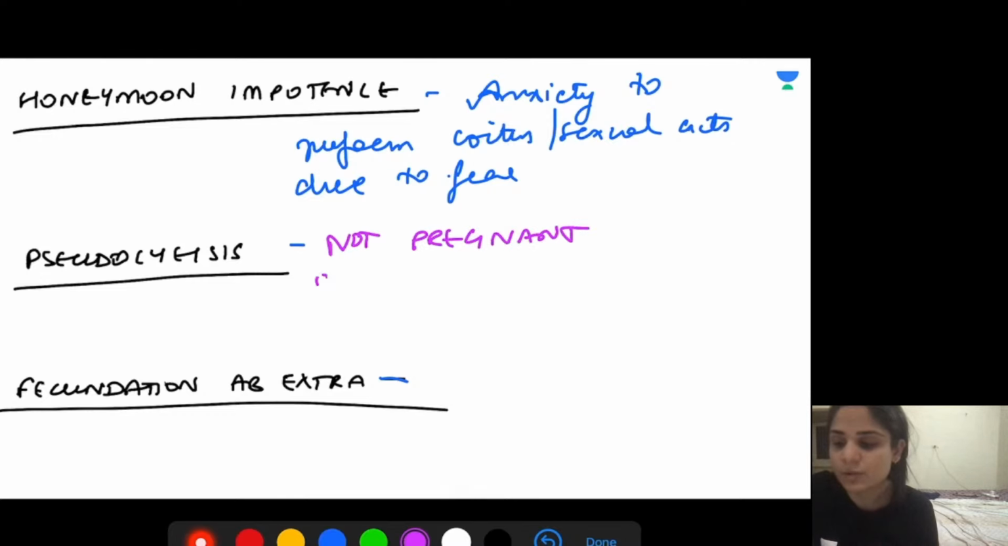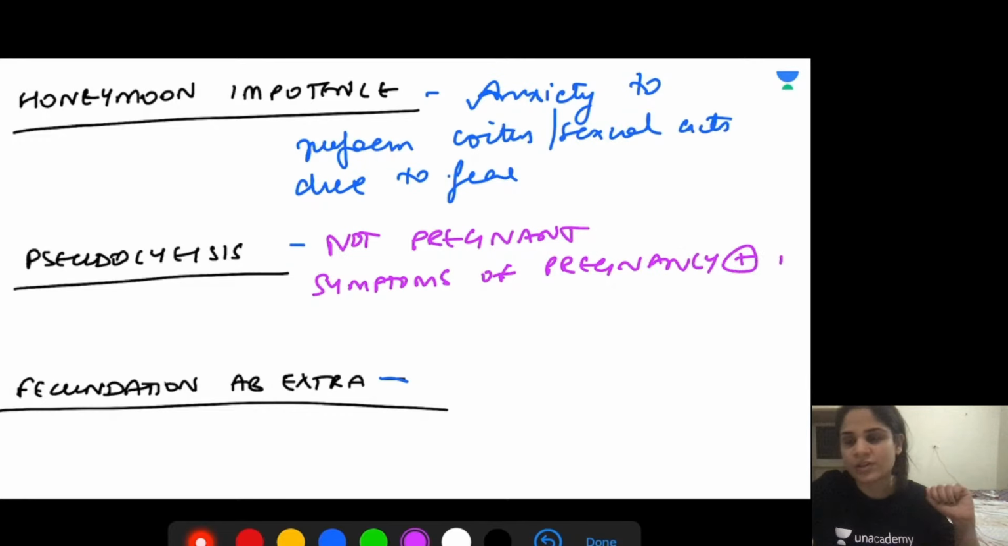So every day in the morning she will say I am having morning sickness. Every day she will be saying that I have cravings for sour food, or she will say that I feel like my belly is coming out. All of these things are symptoms of pregnancy, but when you go to do pregnancy tests, when you go to do HCG levels, if you go to do USG, there will be no signs of pregnancy. So this is called pseudocyesis or false pregnancy.